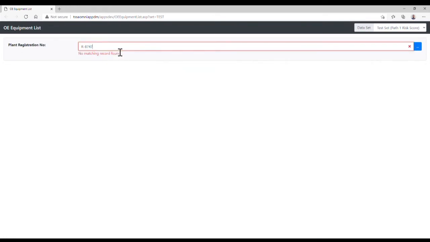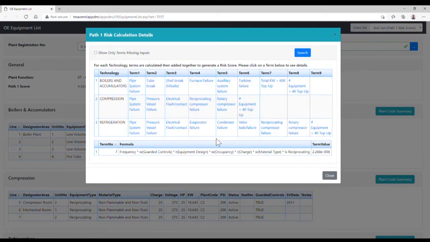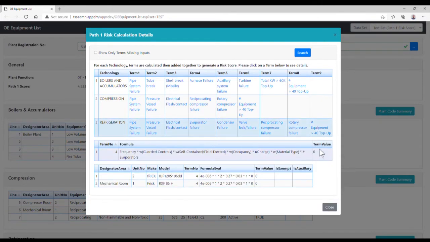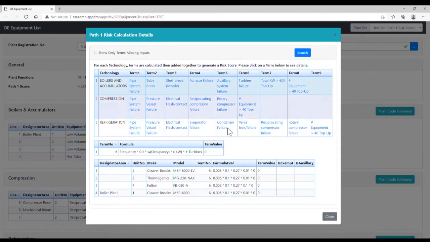If you look at the plant we were talking about before, for a refrigeration, you had evaporator failure, condenser failure, pressure vessel failure. That only applies if you have a pressure vessel, an evaporator, or a condenser. If there are no evaporators in that plant or in the equipment list, then that term is basically zero. So you see that it's zero because there's a number of evaporators. Well, there wasn't any. Same with condensers, and same with pressure vessels. It says turbines, but that's a labeling error on our part. In this case, there are no turbines and there's no auxiliary systems.